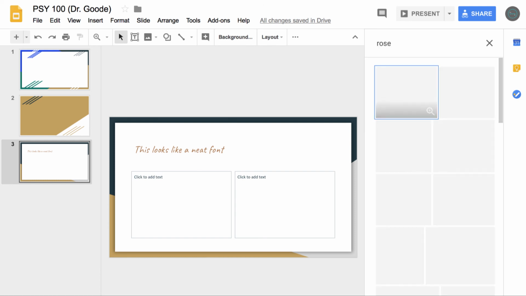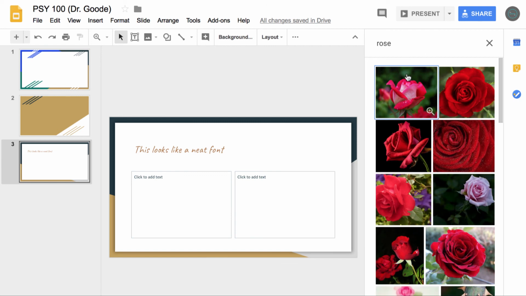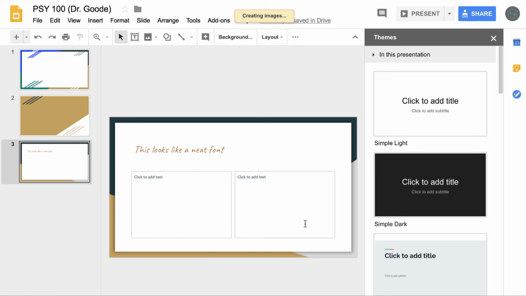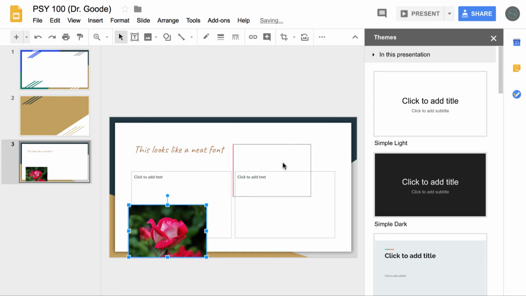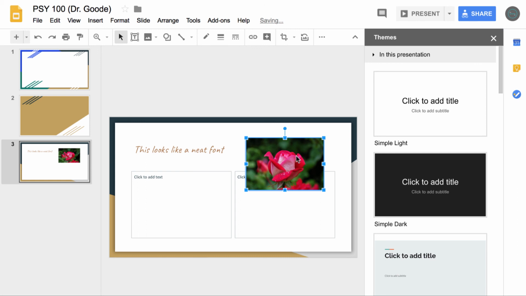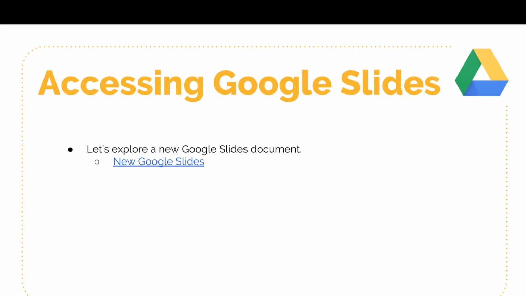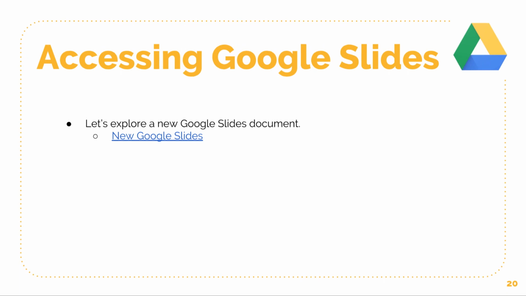And so maybe I want a picture of a rose. So I'll go ahead and click on that, and that will be inserted into my document. And then I can click the sides and drag them down to change the size or whatever works for my document. So that's a little bit of Google Slides. It's a really great tool that you might consider in your next presentation.